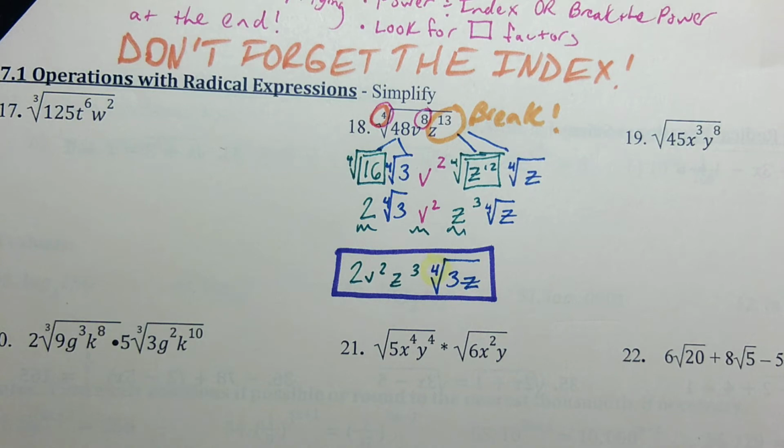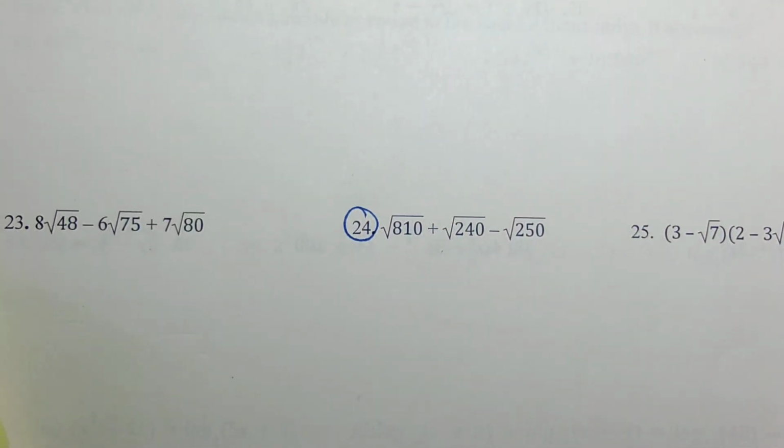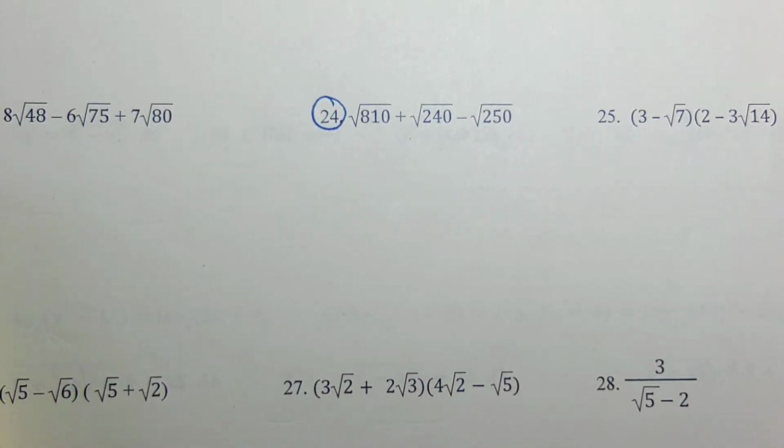So let's go ahead, done with 18. I want you to see what you can do with number 24 and number 30. So I'm going to give you a couple minutes to try number 24 and number 30. I'll give you 4 minutes to try those two.